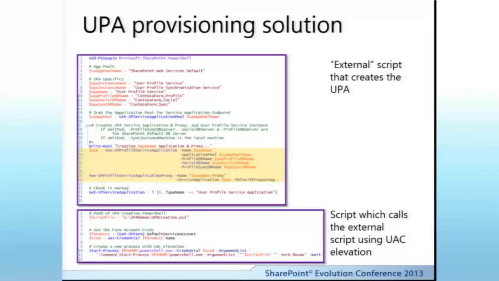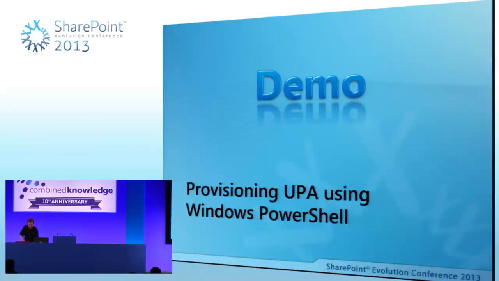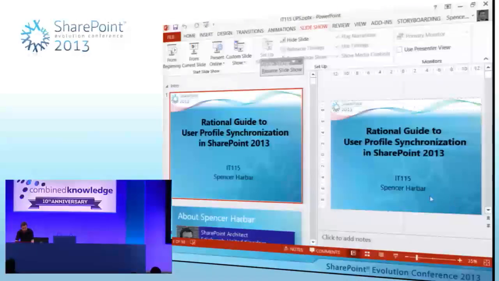And that avoids the problem, allows us to use PowerShell to provision the UPA without then having impact later on. So let's take a quick look at this. It's not very exciting. It's very difficult to make PowerShell exciting.